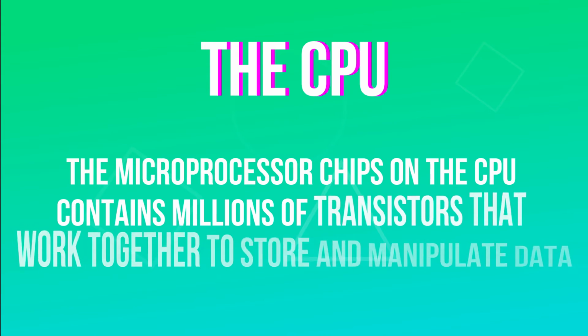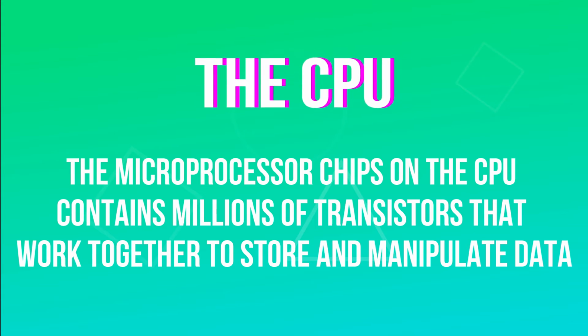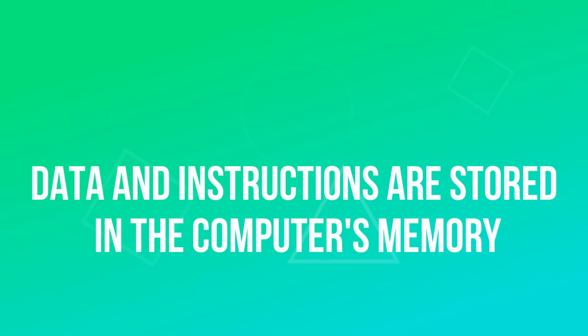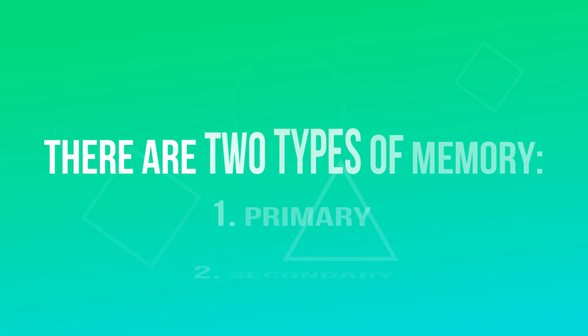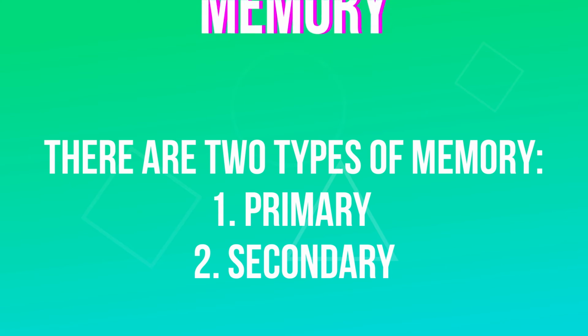The microprocessor chips that can be found on the CPU contain millions of transistors that work together to store and manipulate data. Memory. Data and instructions are stored in the computer's memory. There are 2 types of memory, primary memory and secondary memory.